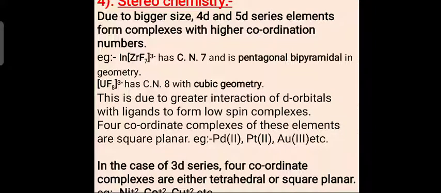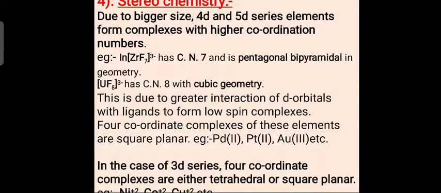Similarly, another example, UF8 3 minus. Eight fluoroligands are there, so minus 8. Therefore, for uranium, what is the coordination number? Coordination number is 8. Why? Eight fluoroligands are surrounding the uranium atom, so it has cubic geometry.